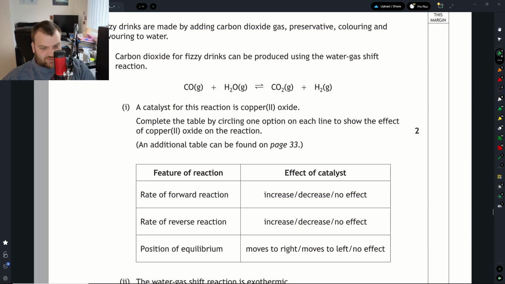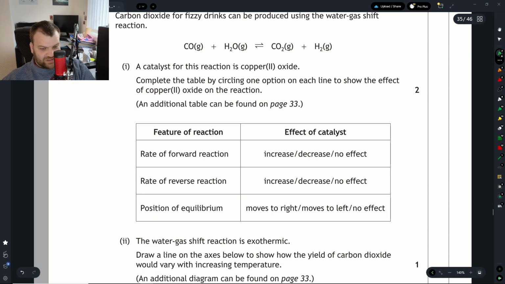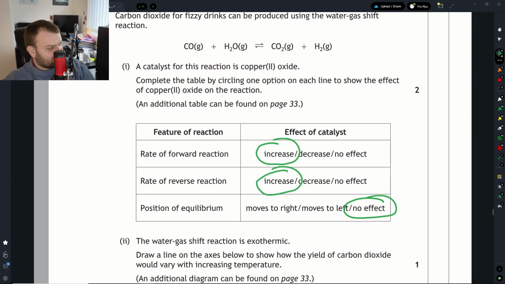Okay, in this question we're told there is a catalyst for this reaction. We have to talk about the effect of the catalyst. The catalyst increases the speed of both the forward and the reverse reactions, which means it has no effect on the position of equilibrium. It stays the same. It favours both the forward and the backwards.